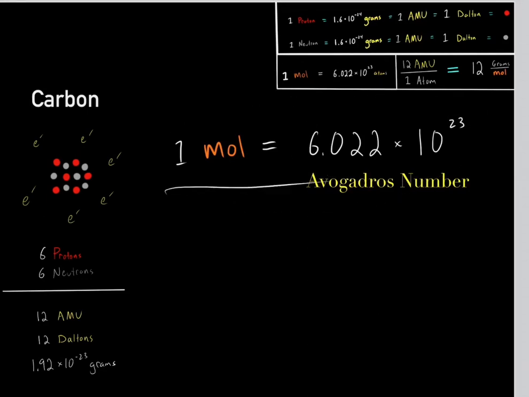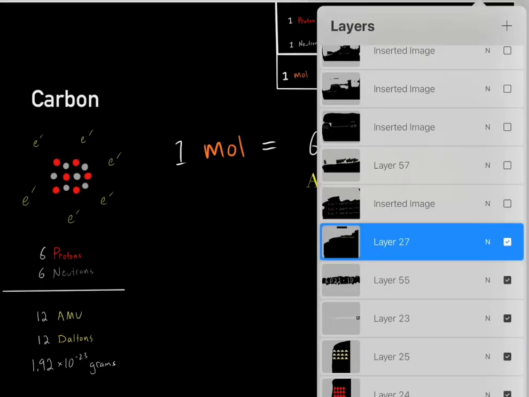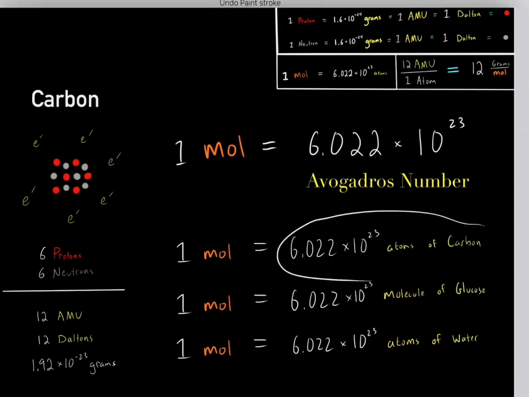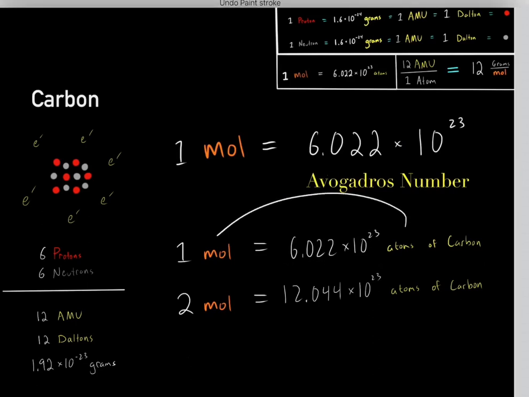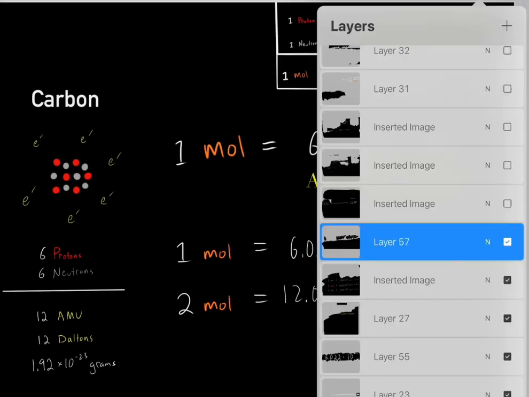And this is such an important relationship. I'm going to draw it up here. So this is something else you just need to memorize. So again, I like to think of it kind of like a dozen. You have a dozen of whatever, but again, instead of 12, it's this number. So again, if you have 6.022 times 10 to the 23 atoms of carbon, you have 1 mole of carbon. And again, if you have that many glucose, you have a mole of glucose, etc. If you have double that amount, you have 2 moles of carbon. Just like if you had 24 cars, you would have 2 dozen cars. It's the exact same idea.